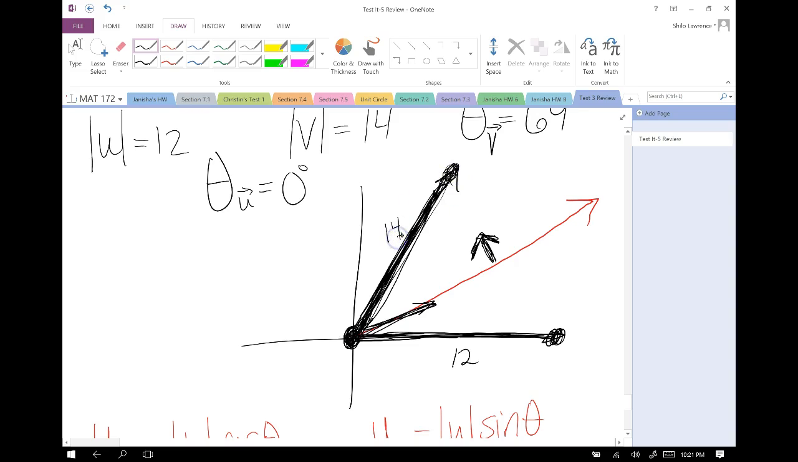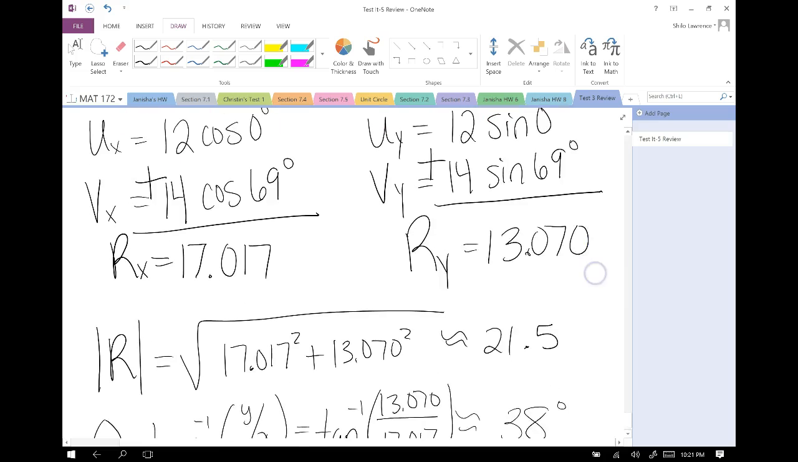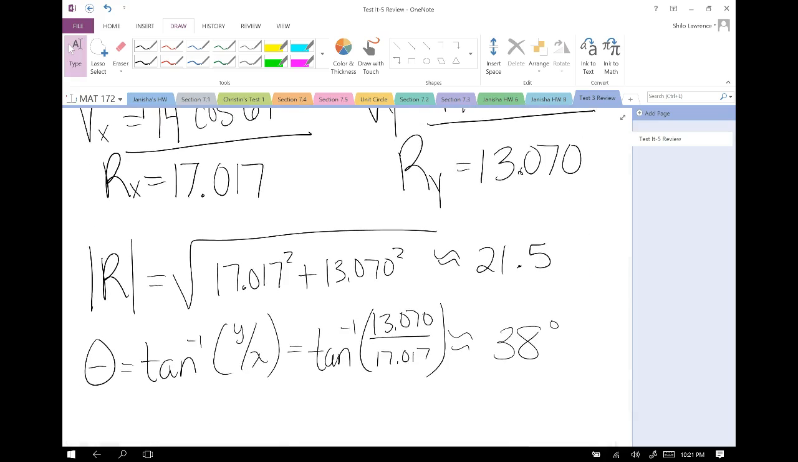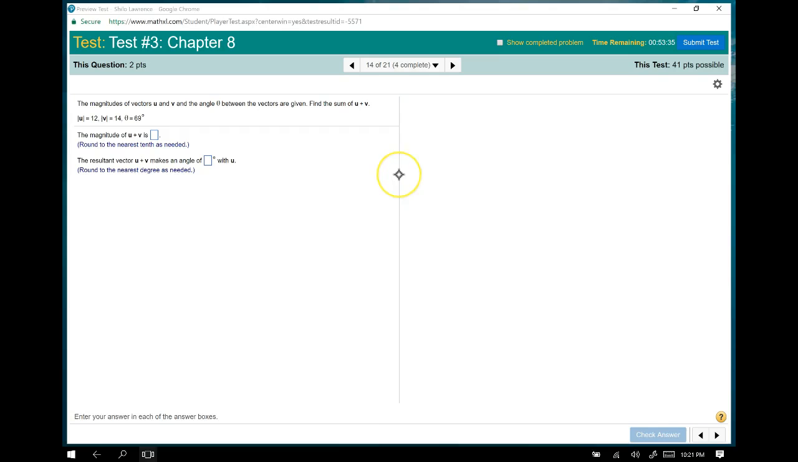This person's pulling with a force of 14 pounds. This person's only pulling with a force of 12 pounds. If they were pulling with the exact same force, then it would go exactly halfway in between them. But it always goes in between, and it always is going to tend more towards the one with the bigger force. So it makes perfect sense that it's 38 degrees. And I'm just going to type this in and make sure 21.5 and 38.